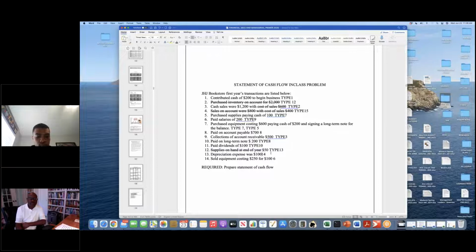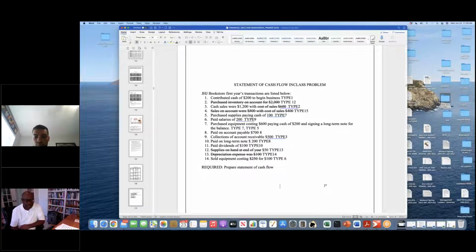Depreciation expense. That's a type 14. We scratch it. So equipment costing $250 for $600, that's a type 6. And so we keep that. Now what we sold it, the costing part, we aren't concerned with that. We're simply concerned with the cash that we got.